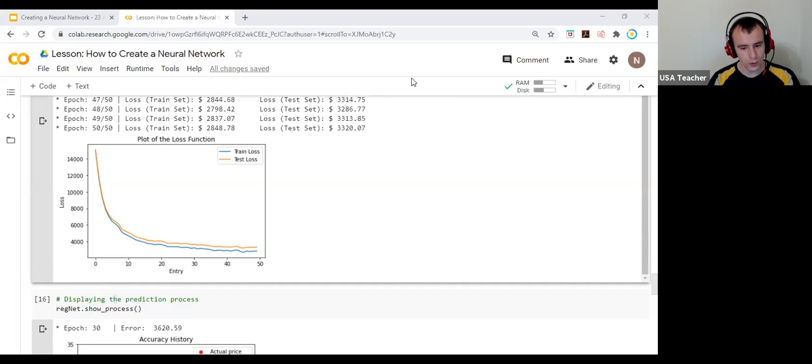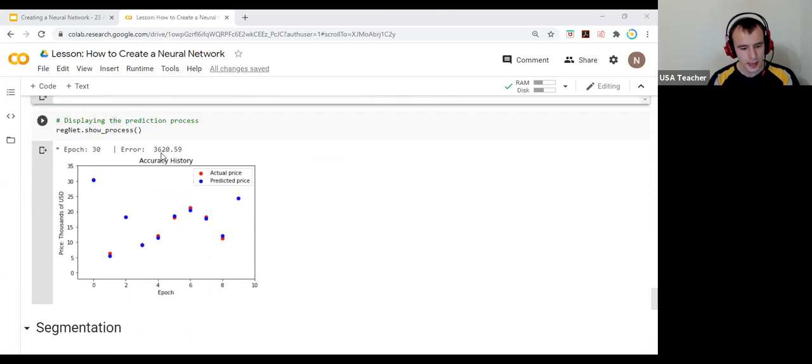Once again, the only thing we really care about is this orange line, this test loss. If the orange line is small and the train loss is even smaller, that's just as well as if the test loss is small and the training loss isn't any smaller. We only really care about the loss on the test set.